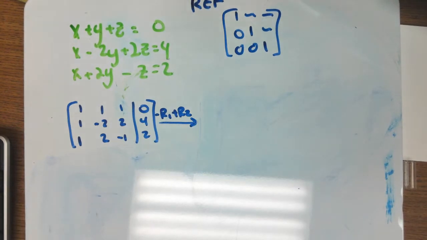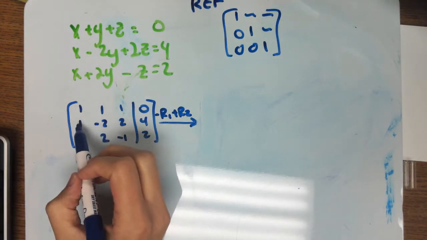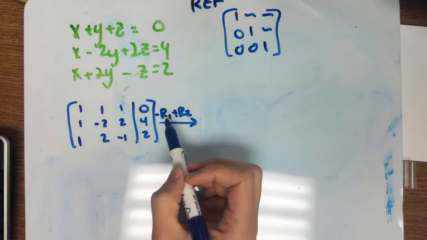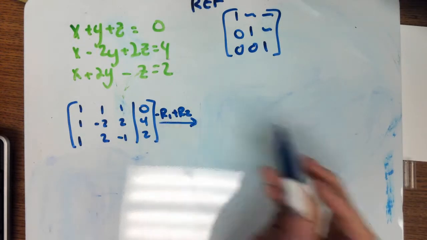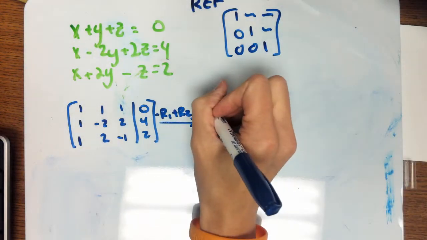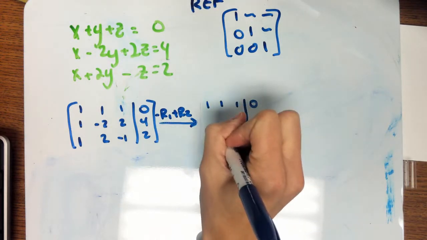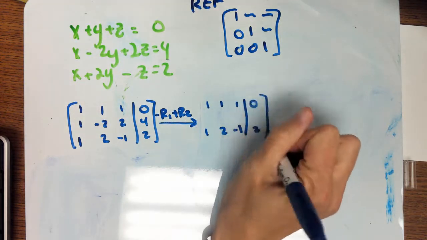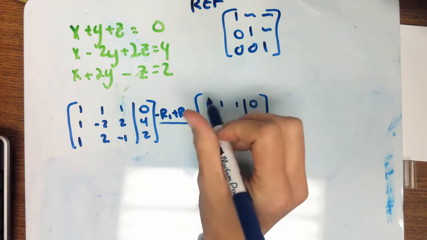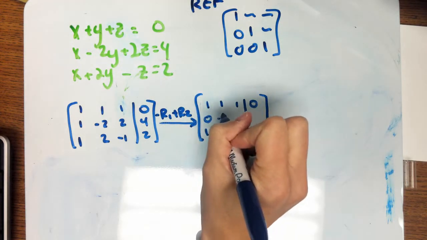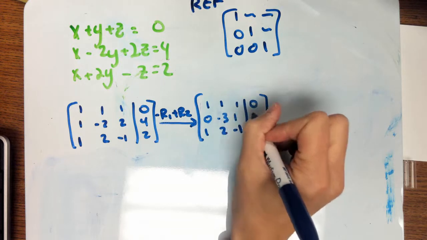So the top left needs to be a 1, already is. We're going to drop down, turn this into a 0. So I'm going to do negative row 1 plus row 2. So that's going to keep row 1 and row 3 the same. So it's no different. Row 2 is going to change. So 0, negative 3, 1, and 4.